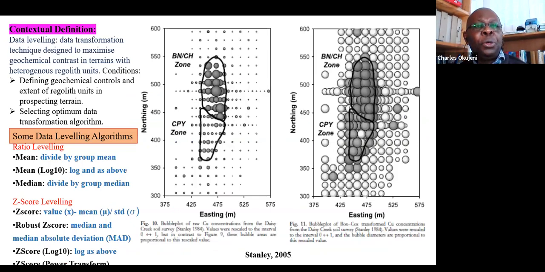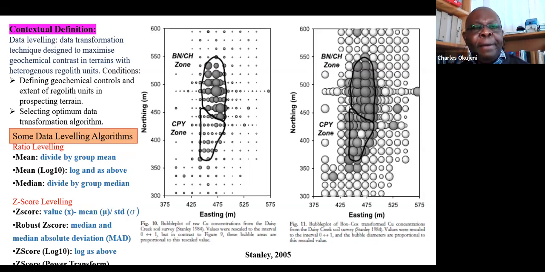Now, definition-wise, data leveling is simply a data transformation technique designed to maximize geochemical contrast in terrains with heterogeneous regolith units. And in this context, data leveling can be used in many other contexts, contextually used in many ways. You can use it even when you have different analysis, different methods, different bedrocks, and so many other ways. But in this context, this is how I define it.